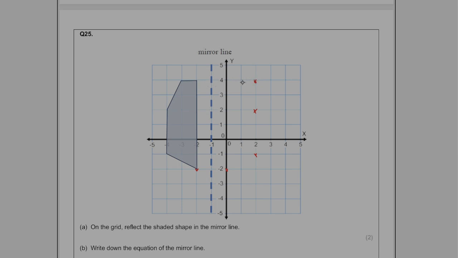Oh, I've miscounted there. Let's do that again. This point here is 2 away from the mirror line, so 2 away, and then this point here is 1 away, so 1 away. So that's going to be my reflection there.